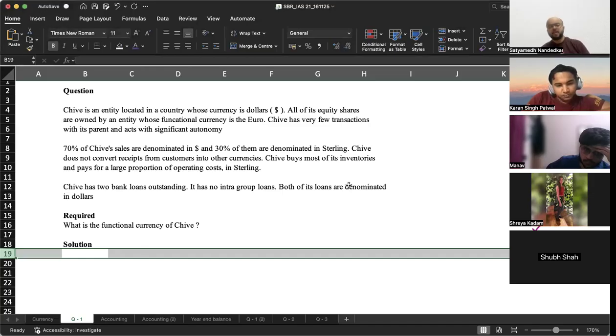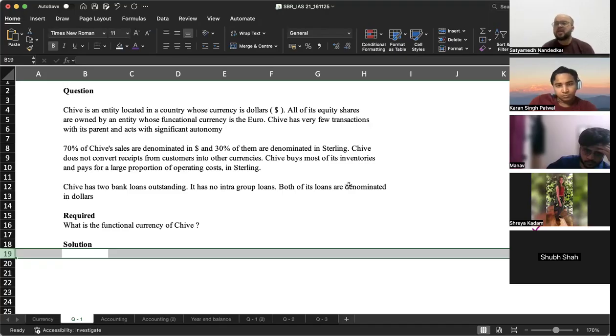Now, Chive is an entity located in a country whose currency is the dollar. Your presentation currency is the dollar. All of its equity shares are owned by an entity whose functional currency is the euro. Okay, it is the holding company. Chive is the subsidiary of a company whose currency is euro. Chive has very few transactions with its parent and acts with significant autonomy.